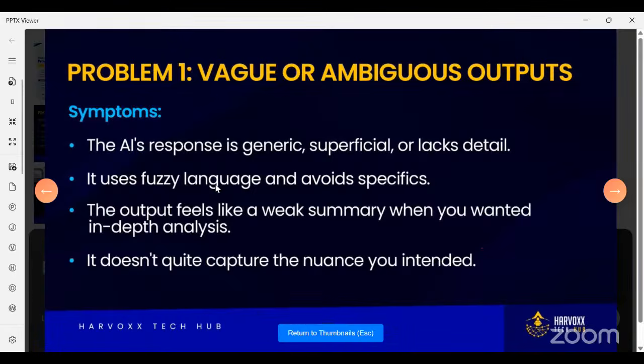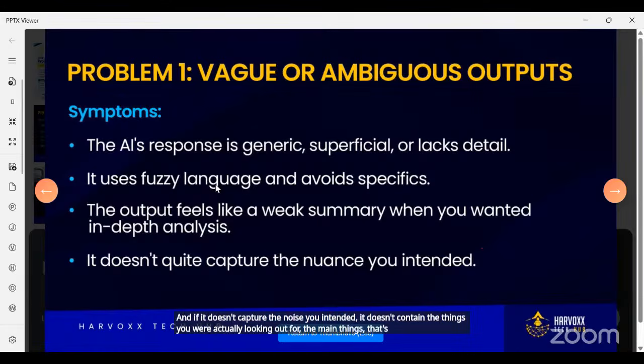Now, if it's using very fuzzy language and avoiding specifics, that's another symptom. If the output feels like a weak summary when you wanted in-depth analysis, that's a vague output. And if it doesn't capture the nuance you intended, it doesn't contain the things you were actually looking out for, the main things, that's actually a problem. Those are symptoms. And what could have been the causes? These are the symptoms. It could be that the prompt lacked specificity, like we mentioned in our principles earlier on, I think day 1 or day 2.